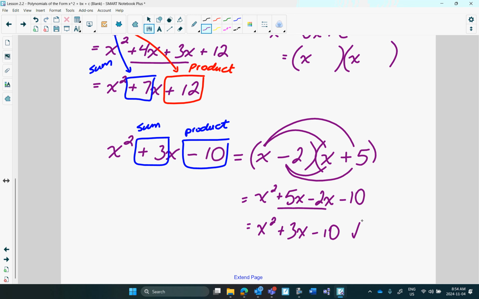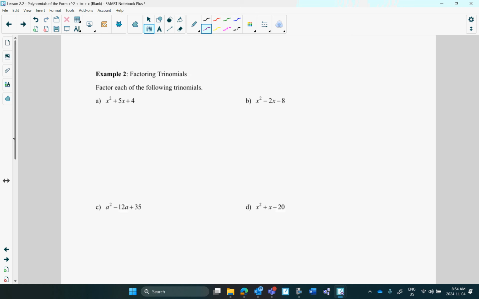So when you see a trinomial that's in this form, it's got an x squared at the beginning, then it's got something x, then it's got a number, it's always going to look like this. You just need to figure out the numbers. So let's just do a few examples. Let's walk through the first one together. Again, I'm not even going to do any math. I know my answer is going to look like this. I just need to figure out the numbers that go with the x's.